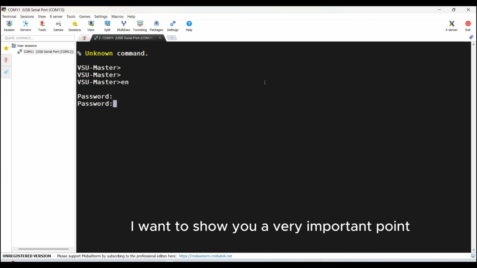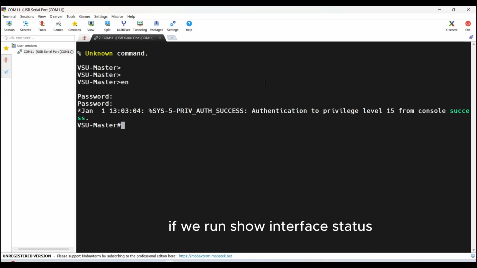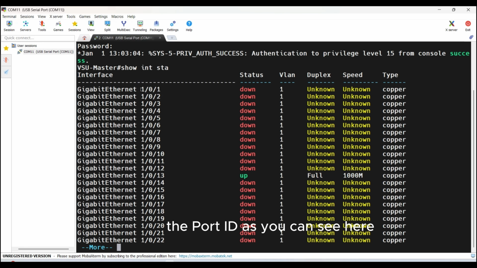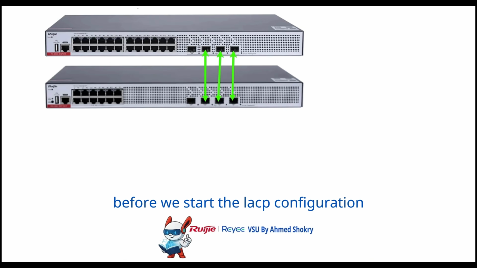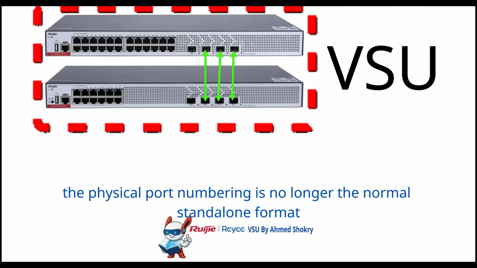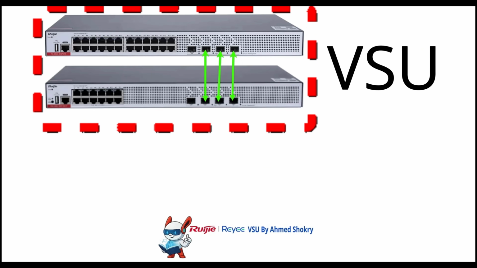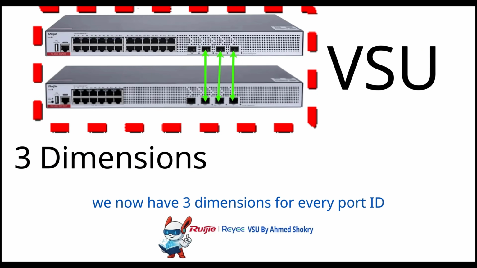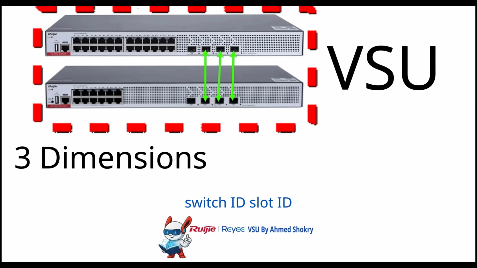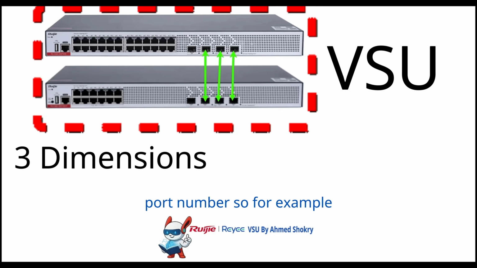I want to show you a very important point. If we run show interface status, the port ID, as you can see here, is not the normal one. We dealt with it before. So, before we start the LACP configuration, I want to highlight an important point. Once the switches enter VSU mode, the physical port numbering is no longer the normal standalone format. We now have three dimensions for every port ID: switch ID, slot ID, port number.